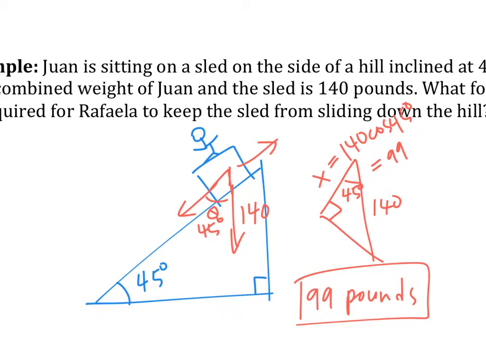She meant from the other end. Yeah, because the other one's 45 too. Oh, for this one, I guess it didn't matter, because I did sine and it worked. I don't know why it didn't work. Because this is an isosceles triangle.